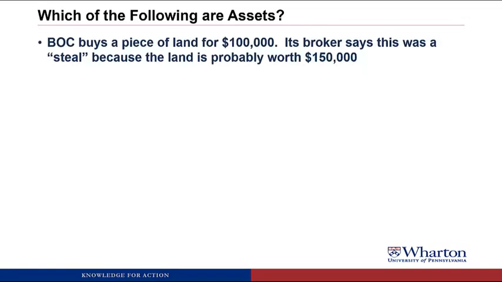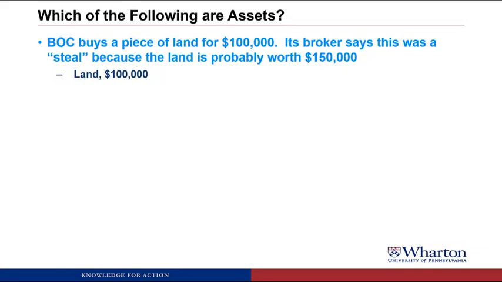BOC buys a piece of land for $100,000. Its broker said this was a steal because the land is probably worth $150,000. This is an asset, which we'll call land. It meets the first criteria because there was a market transaction where we acquired ownership. The value of the benefits are assumed to be what we paid for it, which is $100,000.